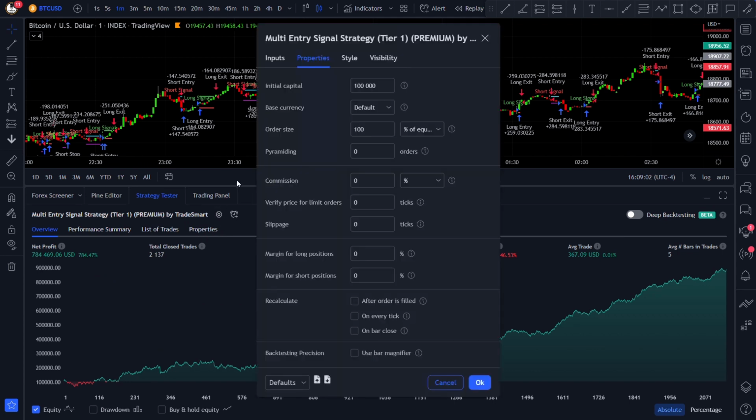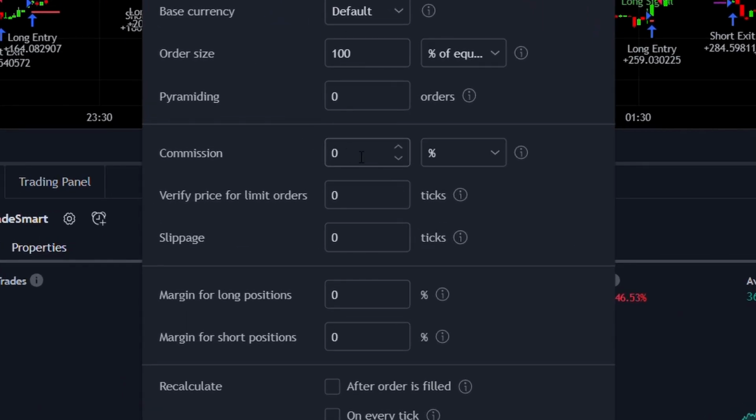But let's open up the strategy settings and go into the properties tab. The current commission rate is set to 0%, meaning these results are only possible if your broker provides you 0% trading fees, which is almost never the case. With most brokers, you can manage to get away with a 0.05% trading fee if you do everything right. So let's set it up.